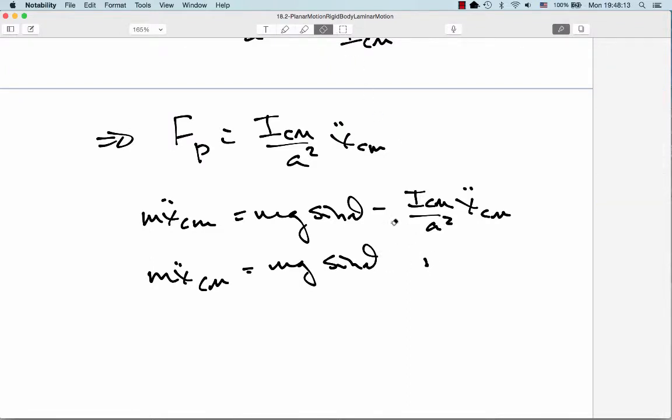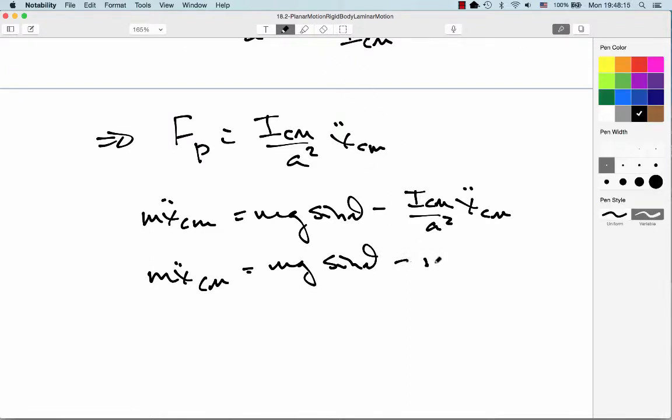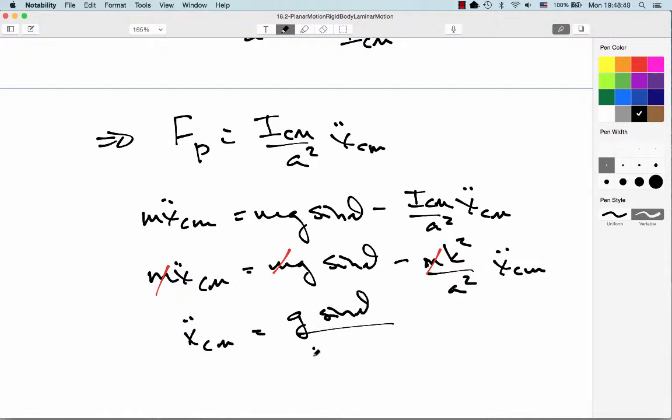Oops. So it's just a minus there. That'll be equal to m times the radius of gyration squared over A squared XCM double dot. And I can now conveniently cancel all my m's. Alright, so I can then go ahead and solve this for XCM double dot. XCM double dot will be equal to g sine theta over 1 plus k squared over A squared.